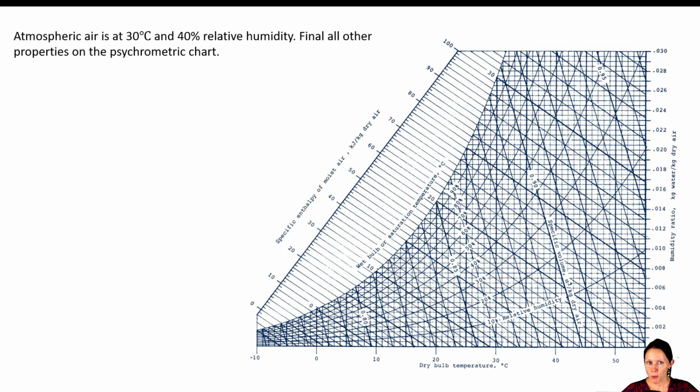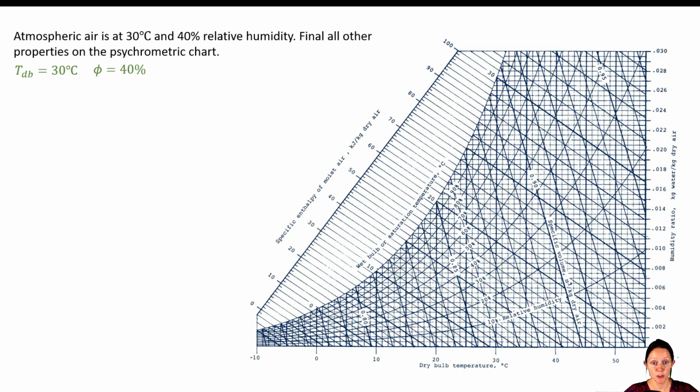All right, so let's work a problem. Let's say that we have atmospheric air at 30 degrees Celsius and 40% relative humidity, and we want to find all the other properties that we could possibly find on that psychrometric chart. So the temperature is 30 degrees Celsius, and that's my dry bulb temperature. If you're given a temperature, it's the dry bulb temperature. If you're given a wet bulb temperature, it'll explicitly say the wet bulb temperature is this. So if you're just given temperature, it's dry bulb temperature. So 30 degrees Celsius, relative humidity of 40%.